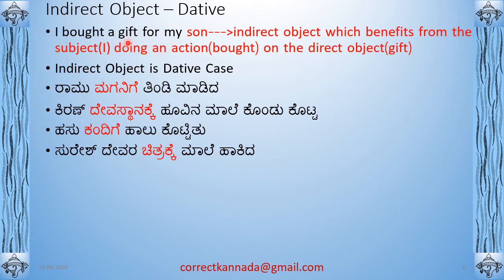You could see here, I bought a gift. If you stop here, that's a sentence by itself, right? I is a subject, gift is a direct object because I bought the gift for my son. So the son is your indirect object. The indirect object is the one that benefits from the direct object. So I bought a gift for my son. So this for has to be conjugated as chaturthi vibhakti. So indirect objects are always in dative case.